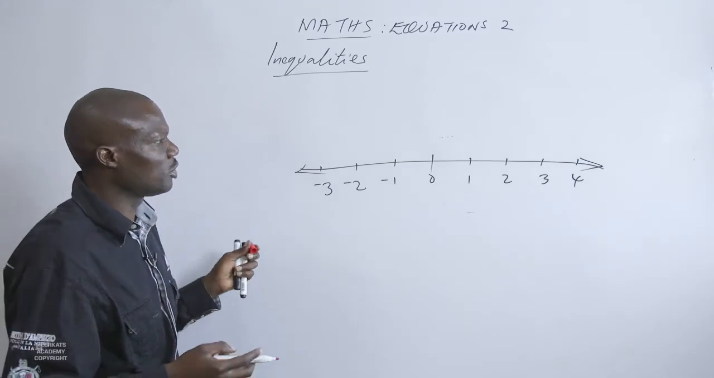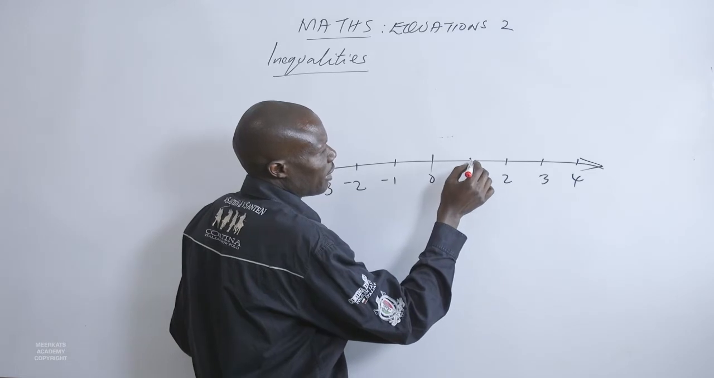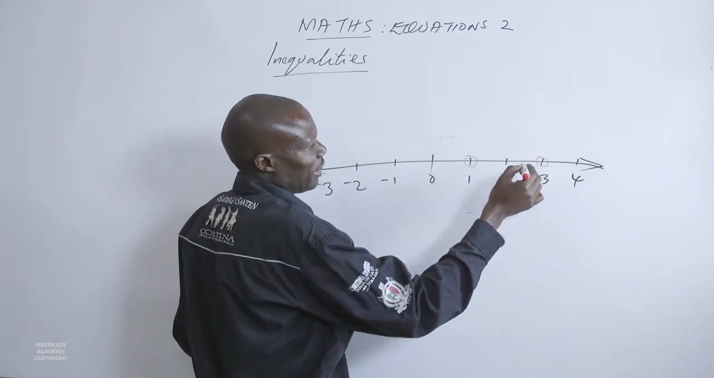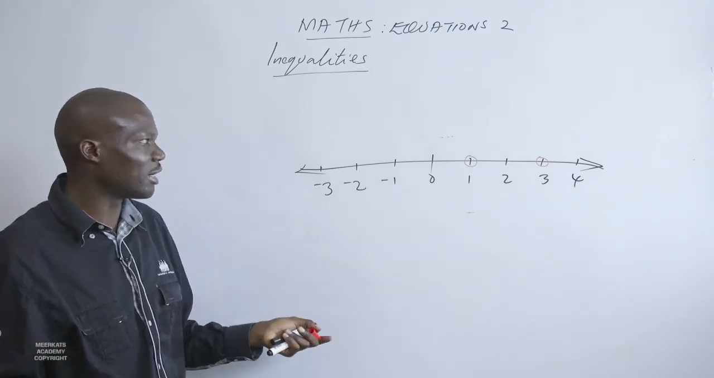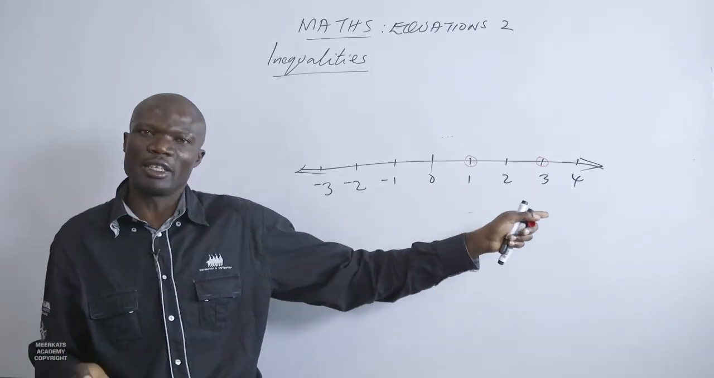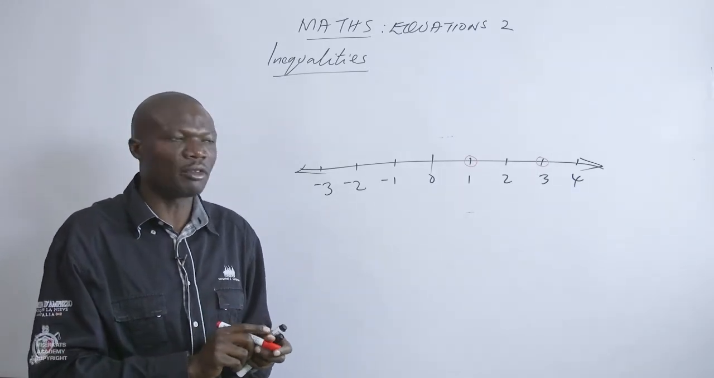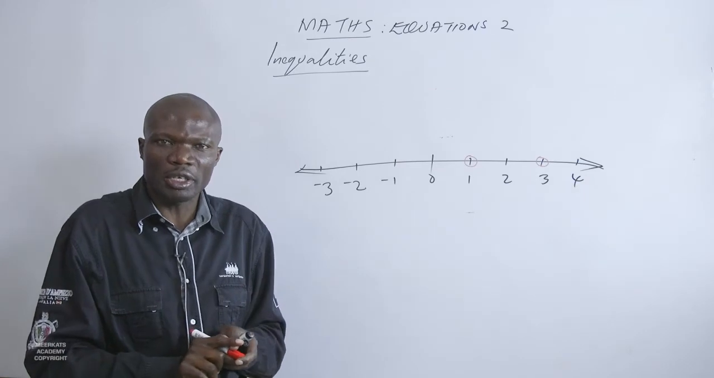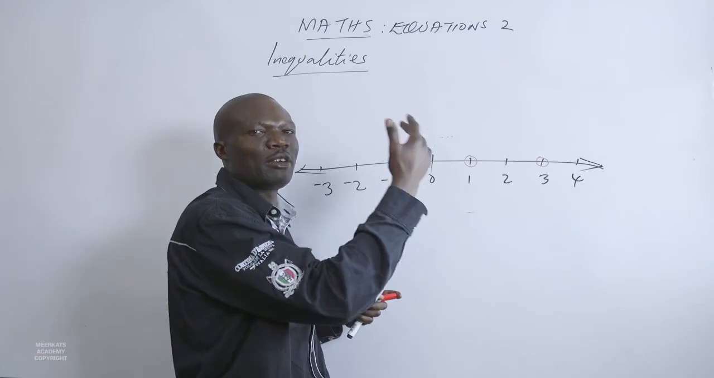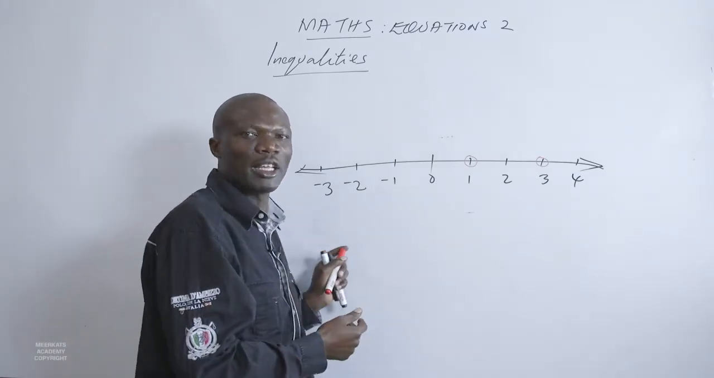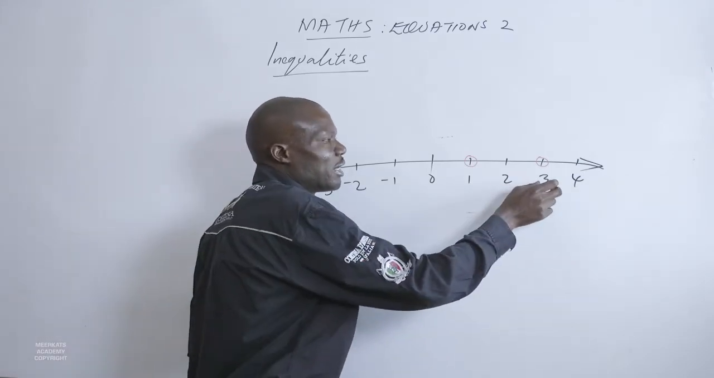So if we choose to compare 1 here and 3 here, common sense has it that 1 is less than 3. What side is 1 on when you compare to 3? 1 is on the left side of 3. And I say if a number falls on the left-hand side of the other one, it is definitely less than that number. So 1 is less than 3.